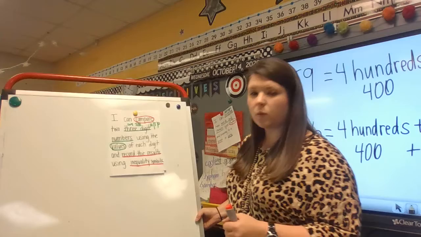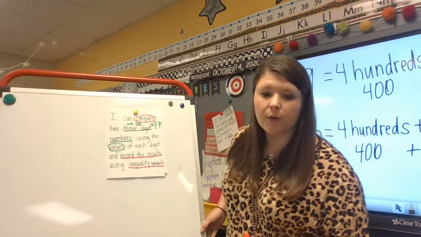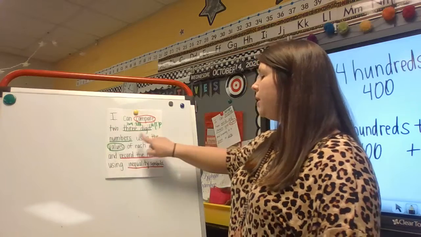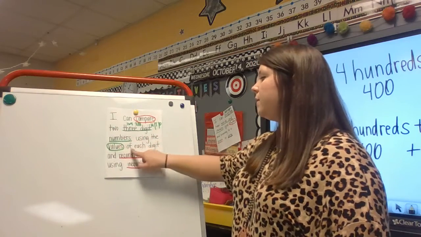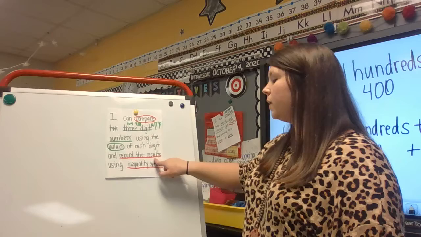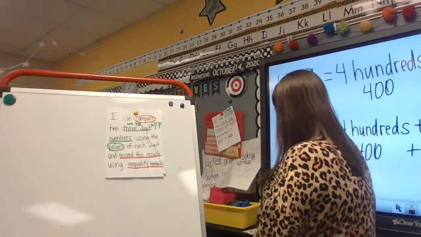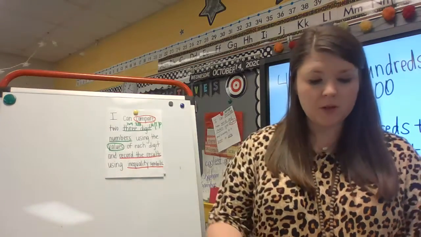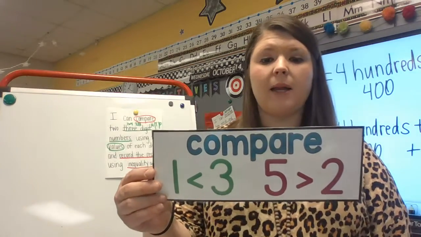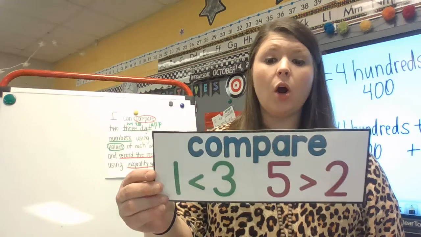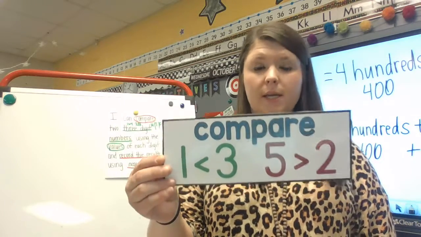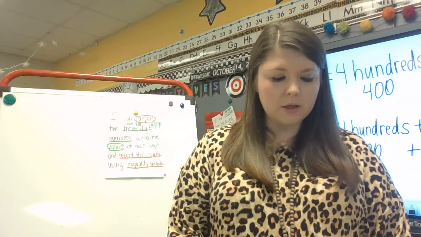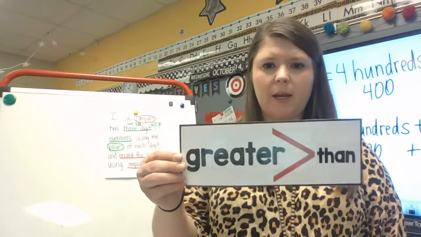Remember, our learning target is what we need to be able to know and be able to do. I can compare two 3-digit numbers using the values of each digit and record the results using inequality symbols. So let's look at that word compare. Compare means to decide if a number's amounts or sizes are greater than, less than, or equal to each other. Okay? So let's look at greater than.